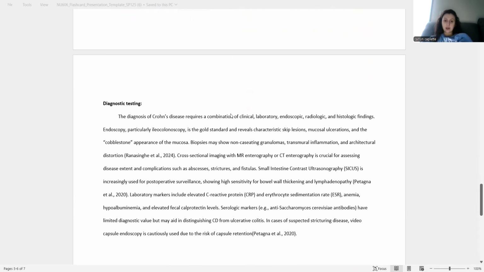The diagnosis of Crohn's requires a combination of clinical, laboratory, endoscopic, radiologic, and histologic findings. Endoscopy, particularly ileocolonoscopy, is the gold standard and reveals characteristic skip lesions, mucosal ulcerations, and the cobblestone appearance of the mucosa. Biopsies may show non-caseating granulomas, transmural inflammation, and architectural distortion.